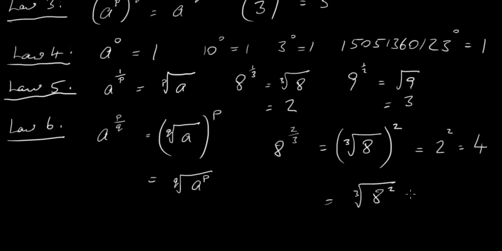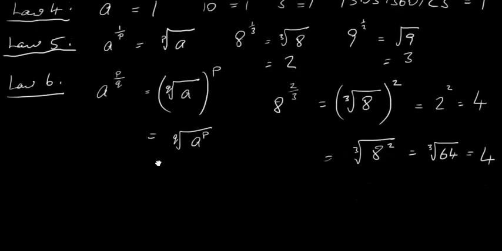Let's see, do we get the same answer if we do this? Well, 8 squared will give us 64. And we want to get the cube root of 64. And you will find that the cube root of 64 is just simply 4. 4 times 4 times 4 will give you 64. So we do get the same answer. So you decide whichever way you like to do it, you do it that way.